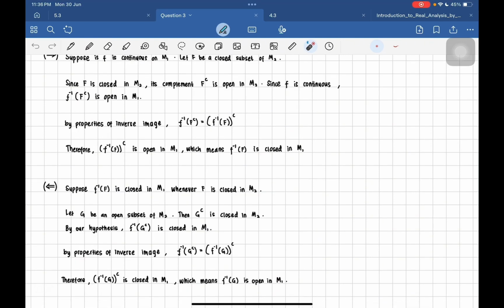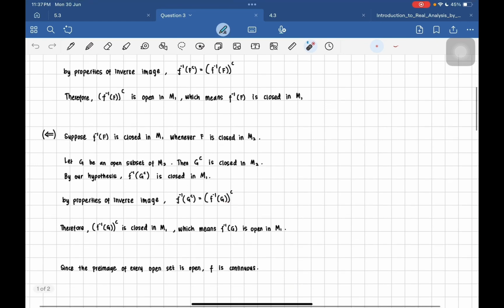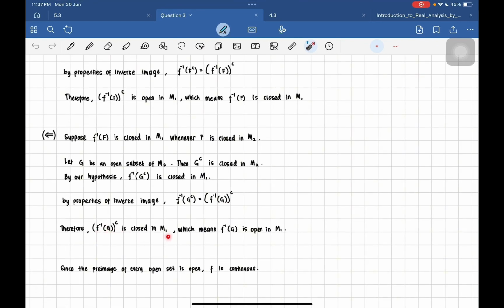And the next one is from the right side to the left side. We suppose that the inverse of F is closed in M1 whenever F is closed in M2. We let G be an open subset of M2, then G^C, the complement of G, is closed in M2. By our hypothesis, the inverse of G^C is closed in M1. By properties of inverse image, the inverse of G^C is equal to the complement of the inverse of G. Therefore, the complement of the inverse of G is closed in M1, which means the inverse of G is open in M1. Since the preimage of every open set is open, the function is continuous.